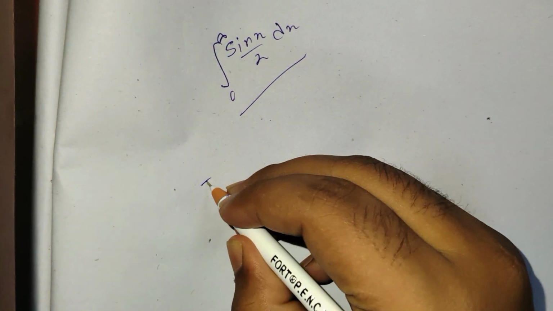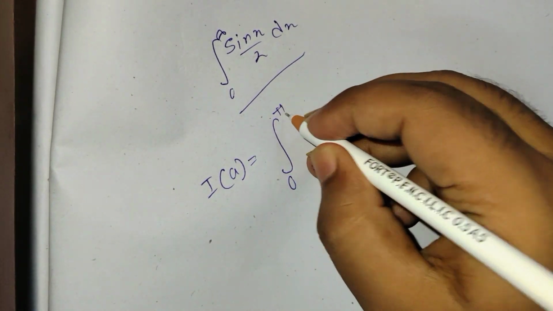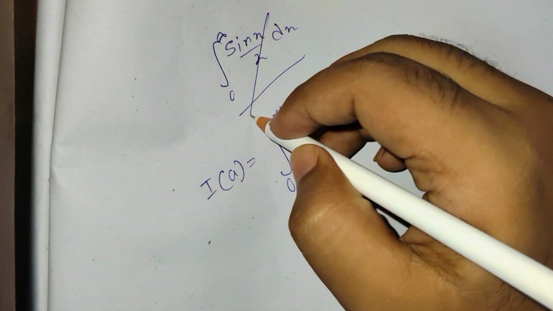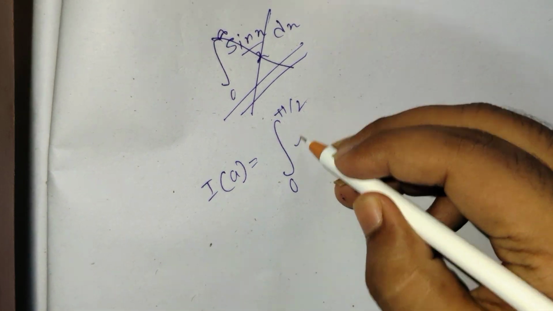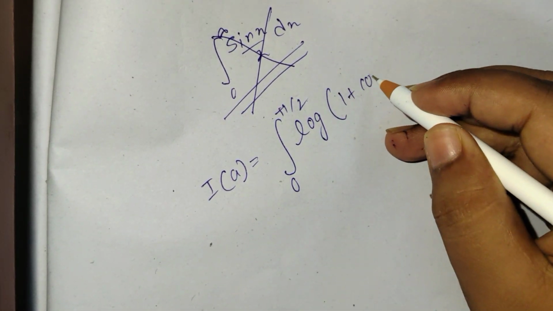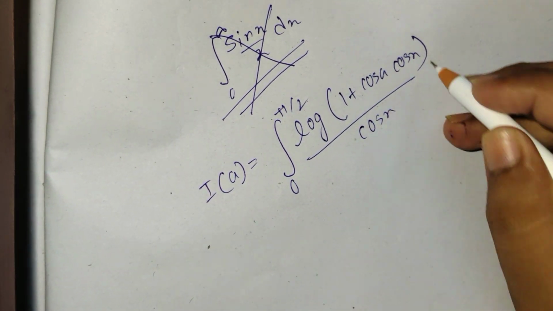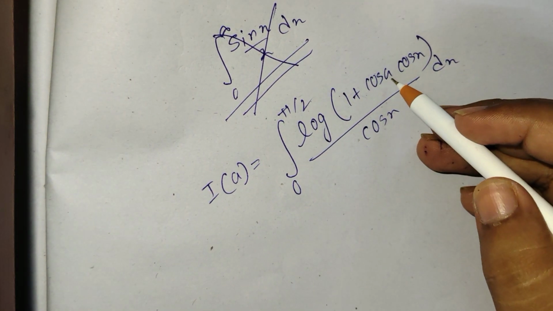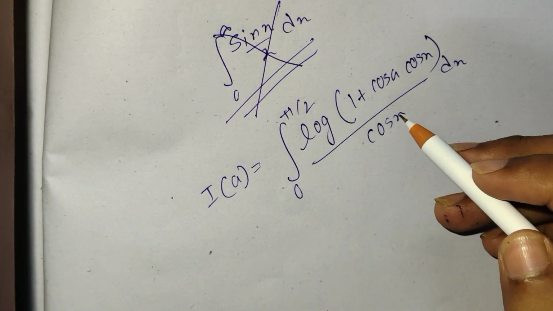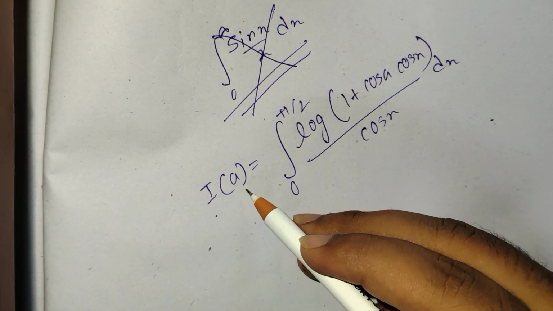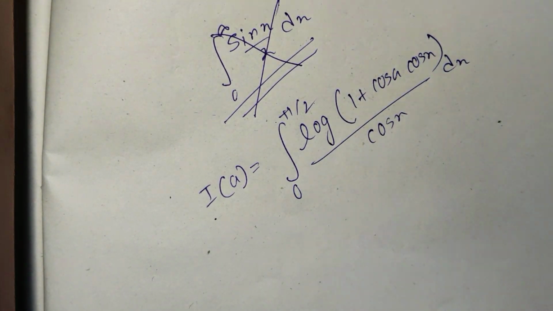First of all, the examiner will provide you the integration looking like this. Let's say I'm taking an example. Ignore the other question now, focus on this question: log of (1 plus cos a cos x) whole divided by cos x. Now you can see there is a and there is dx, so a will be treated as a constant inside the integration, but we are talking about I of a, which is a function of a.